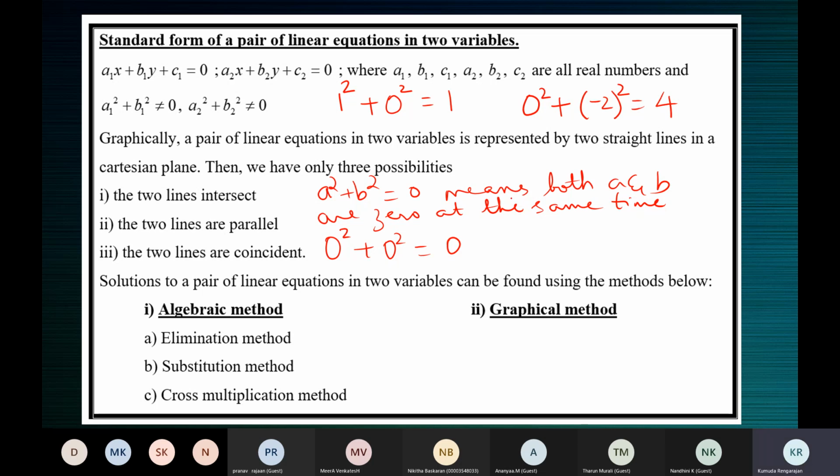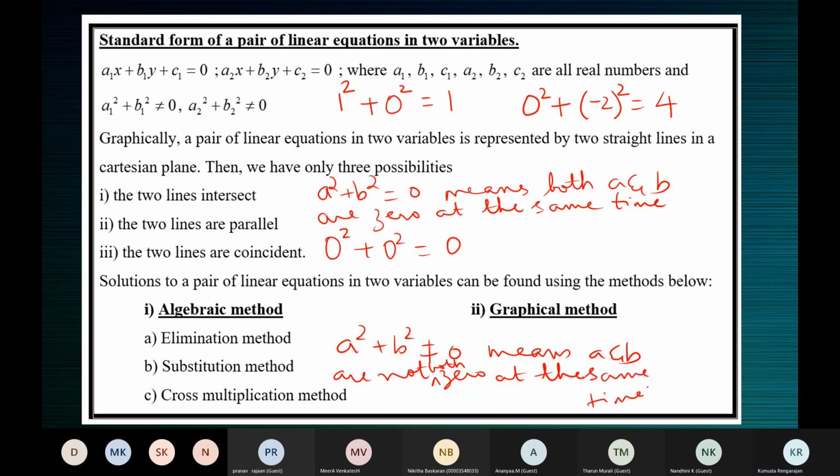So not equal to is the opposite of that. So a square plus b square not equal to 0 means a and b are not both 0 at the same time. a square plus b square is equal to 0 means a is 0, b is also 0. That's why a square plus b square is 0.